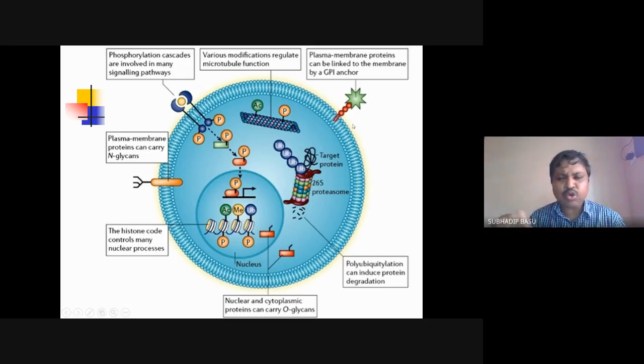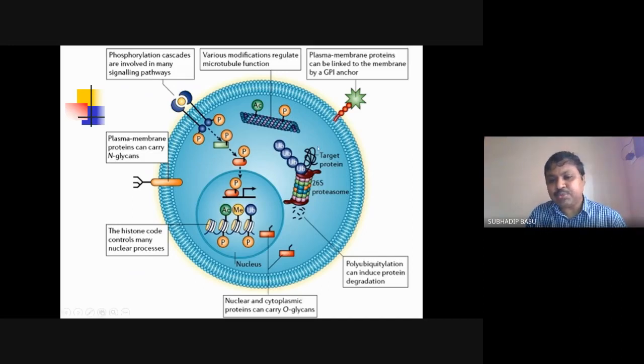We'll discuss a bit more detail, and we'll come to that again. But at this moment, we'll discuss that plasma membrane proteins can be linked. So this is a purpose of PTM. Various modifications regulate microtubular functions, target proteins like polyubiquitination can induce protein degradation, so that we have just discussed here.